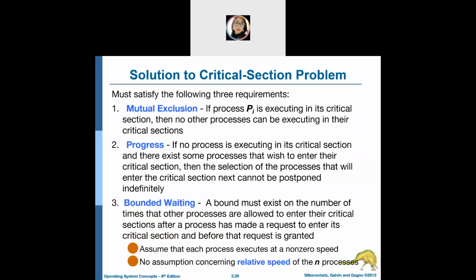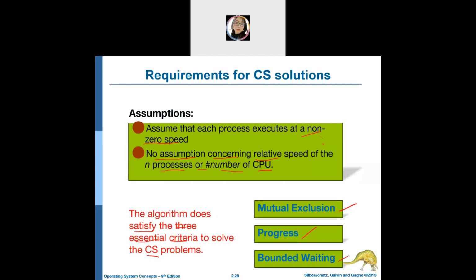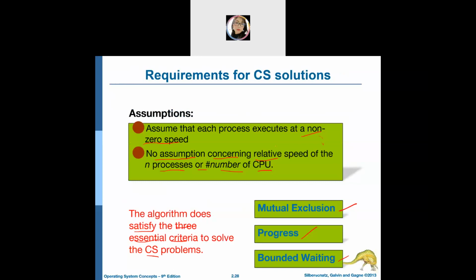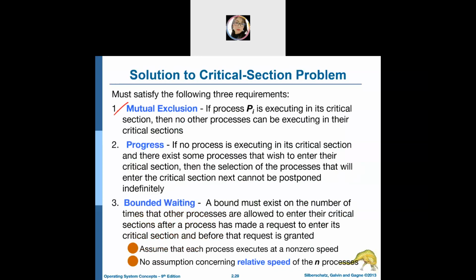Let's see here the solution to the critical section problem. You have, just now, mutual exclusion. Second one is progress, and lastly bounded waiting. For mutual exclusion, if process Pi is executing in its critical section, then no other processes can be executing in their critical section.